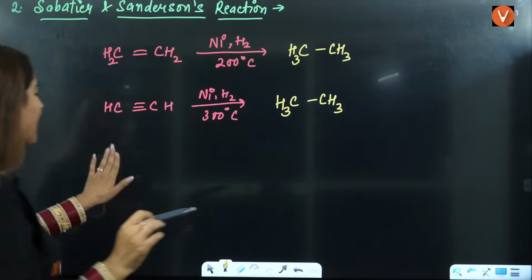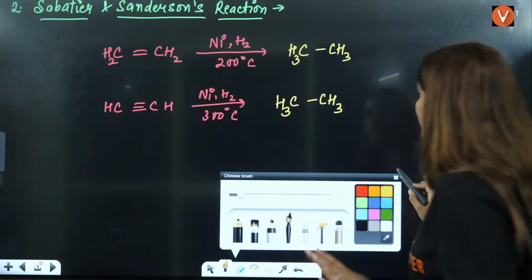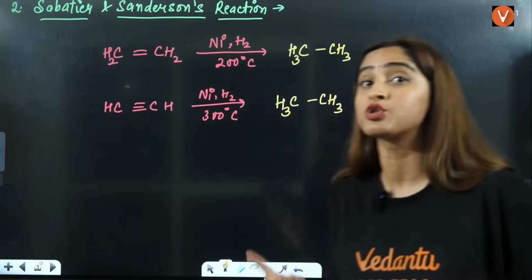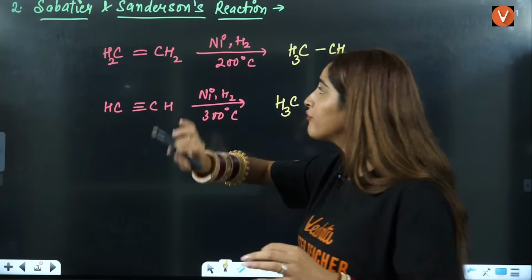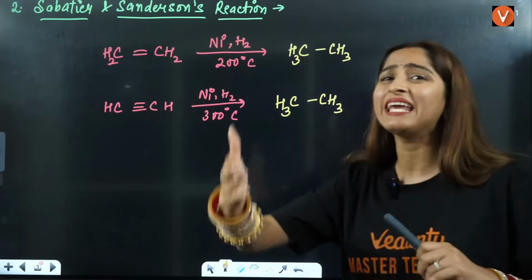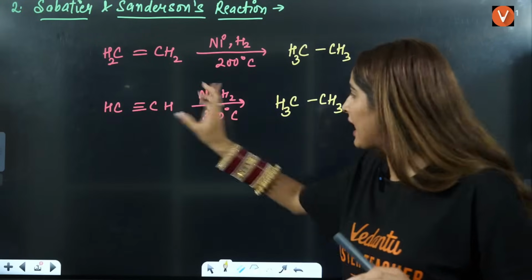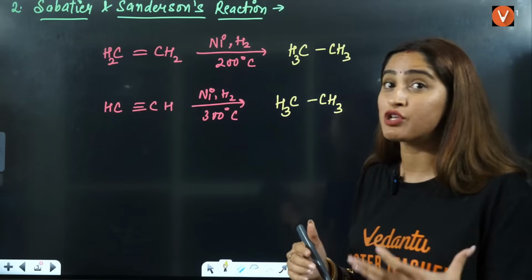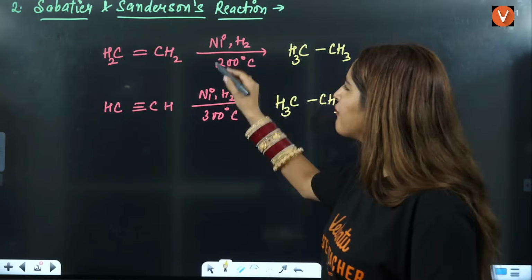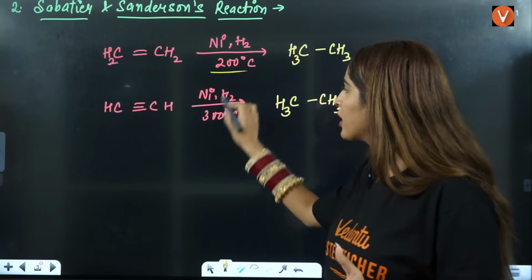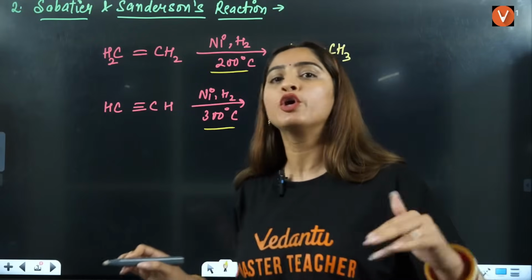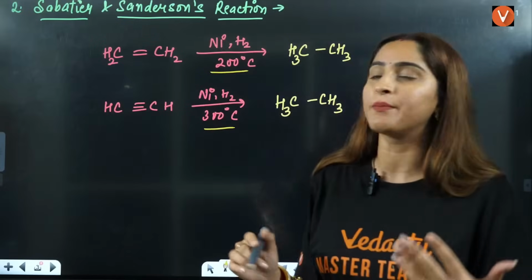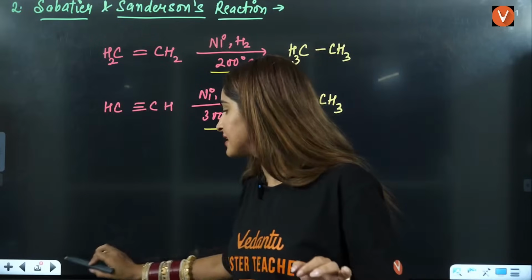Now, next is Sabatier-Senderens reaction. Usually they ask you this directly. This is basically catalytic hydrogenation in the presence of nickel. Here we change alkene to alkane or alkyne to alkane in the presence of hydrogen and the catalyst nickel. This occurs at around 200 to 300 degrees Celsius. Usually alkene is at 200, a lower temperature, and alkyne is at a higher temperature, that is 300 degrees Celsius.